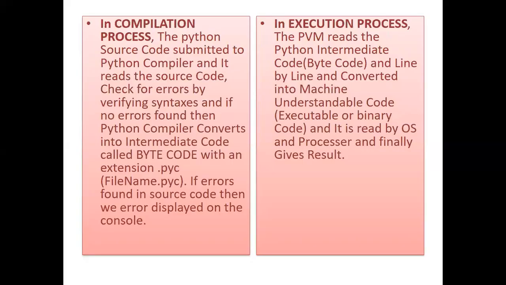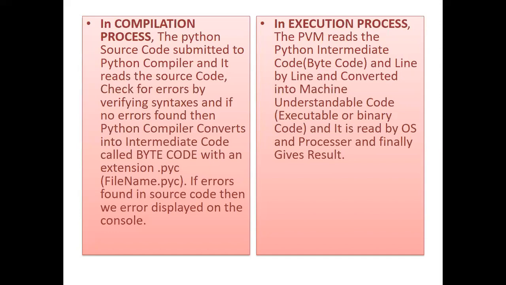What is the compilation process? It is a process in which the Python compiler reads the source code line by line and checks for errors, that is, it checks the syntax. If no errors are found, it saves the code into bytecode with the extension .pyc. And if an error is found, then the error will be displayed on the console.